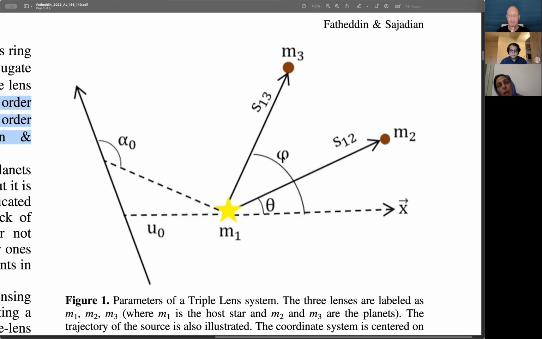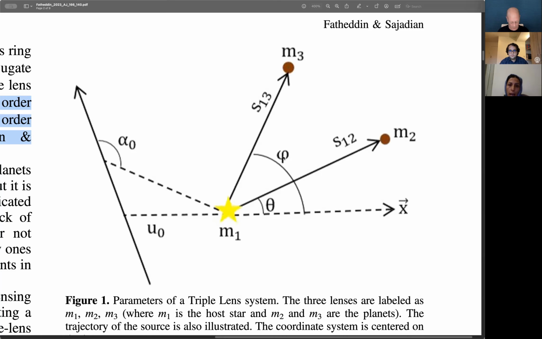For the binary system, we have just one mass ratio and one distance. For the triple lensing formalism, we have two mass ratios, two distances, and the angle between the binary axis and the triple lens with respect to the host star.